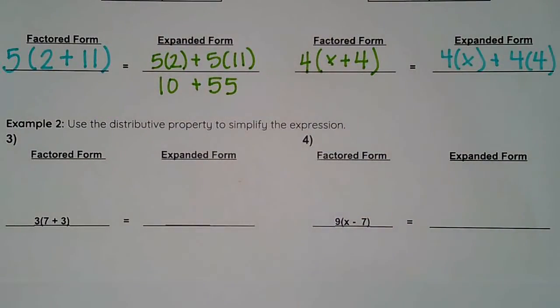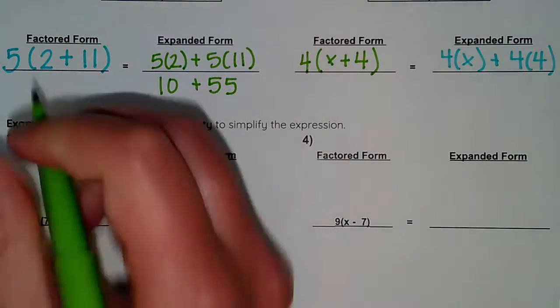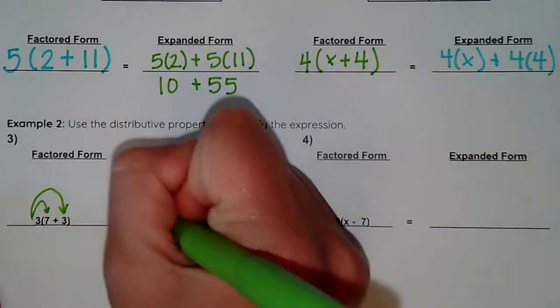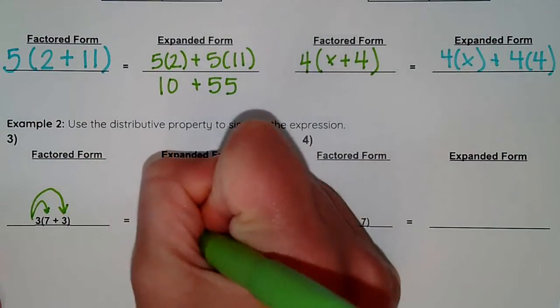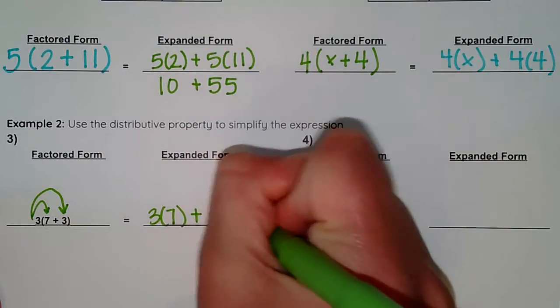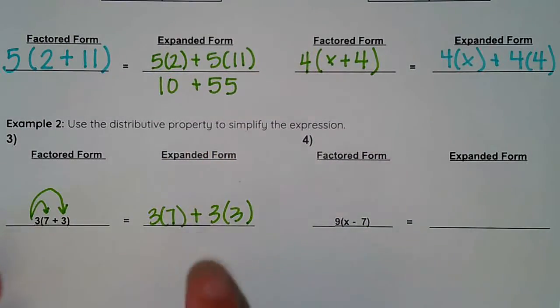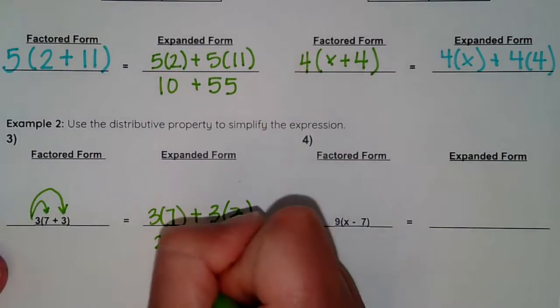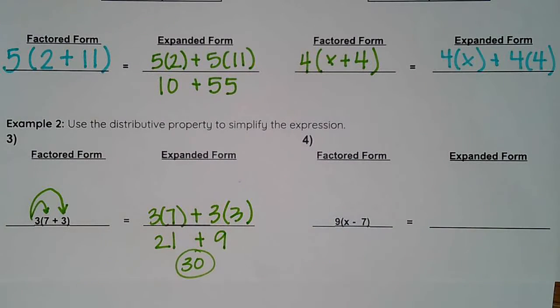Now, we don't always need to use those area models. We can just use the expression itself. Down here, I've got 3 times the group of 7 plus 3. We take that 3 and distribute it to both the 7 and the 3. 3 times 7 plus 3 times 3. Simplify that out. We've got 21 plus 9, getting me a final simplification of 30.